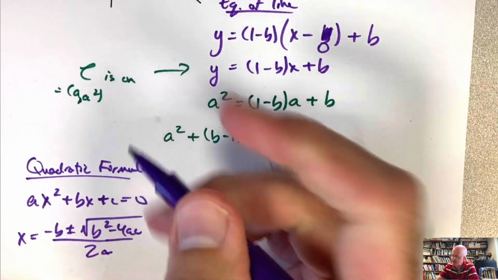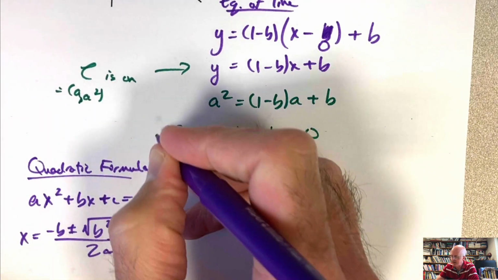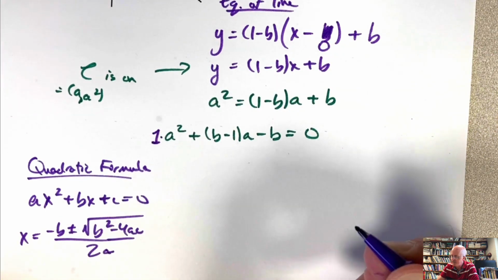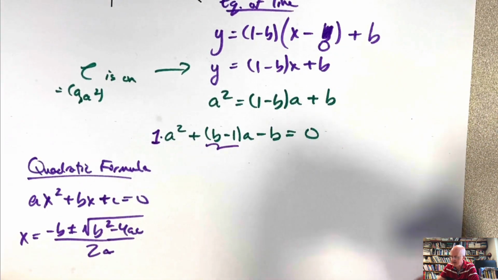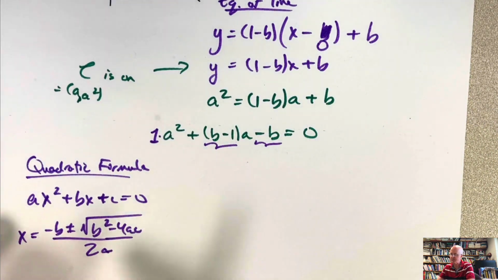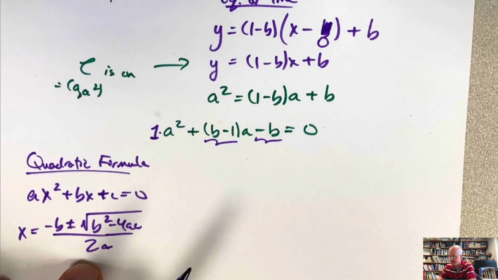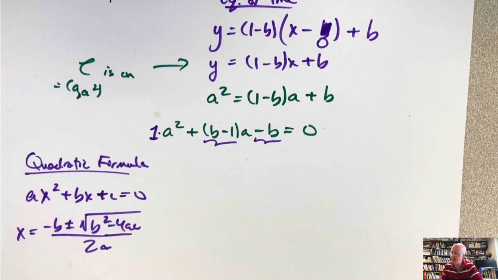So I've got to treat it like the x. The coefficients corresponding to the a, the b, and the c down here are 1, b minus 1, and negative b. Those are the coefficients playing the role that the little a, little b, little c do down there. So you got to be really careful. It's pretty tricky.